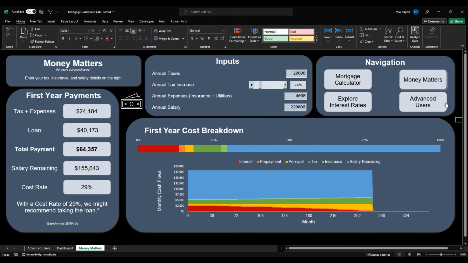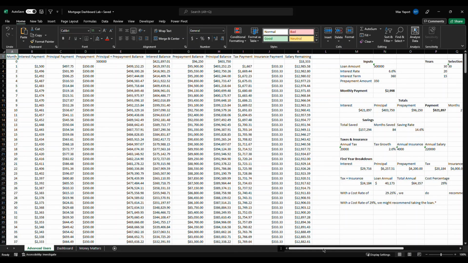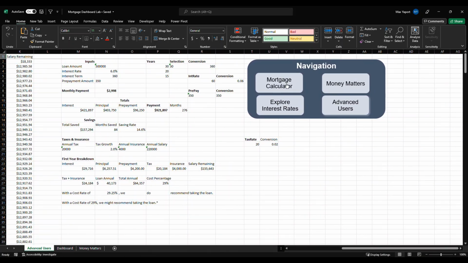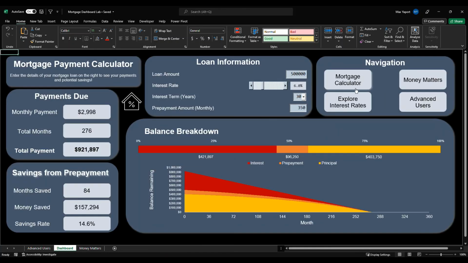And here, for more advanced users, if you'd like to see all the data, calculations, and numbers that went into creating this dashboard, you can do that and edit everything manually. But most users will use the mortgage calculator and the money matters tabs.